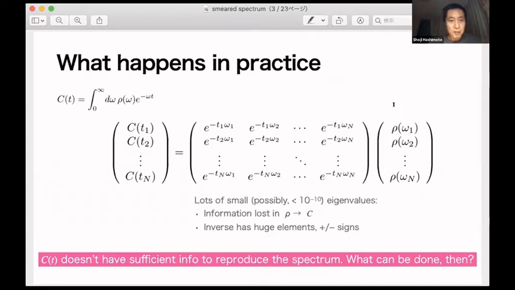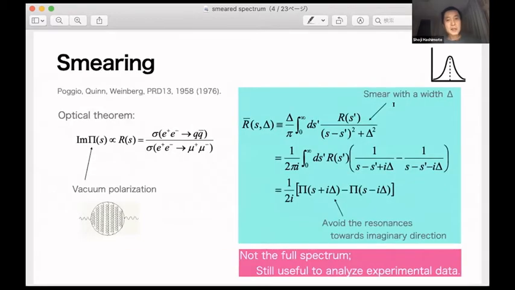I'm more like a pragmatist. I do not try to solve the problem fully, but I try to find what we can do in this situation. So the key is the smearing. And I'm not the first to advertise this way of thinking.